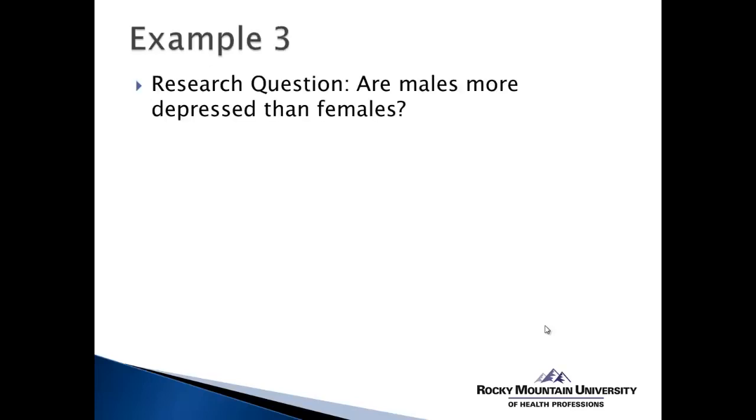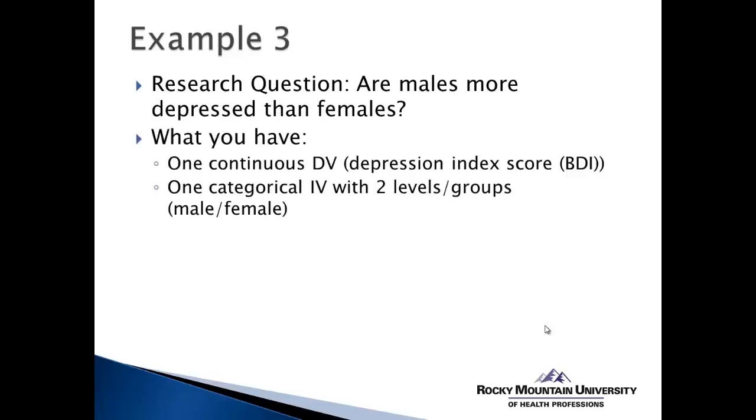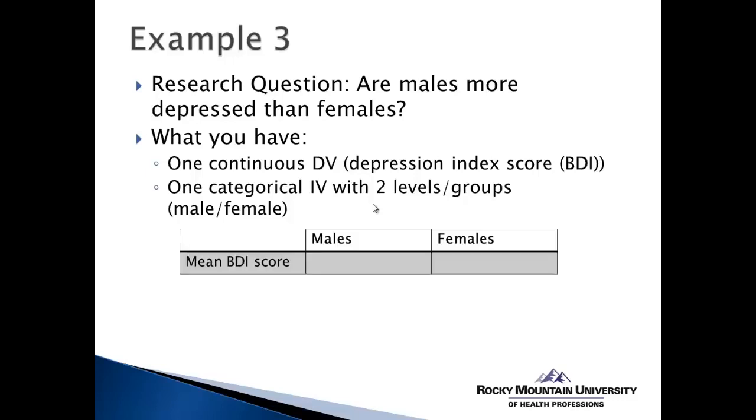Okay, another example. Research question is, are males more depressed than females? In other words, are there higher levels of depression in one gender versus another? So what we have is one continuous outcome or dependent variable. In this case, we're still sticking with our depression index score. That's a numeric outcome. We have one categorical independent variable with two levels. So our independent variable is gender, in this case with two levels, male and female. Again, graphing that out, we've got our columns with our independent variable, male, female, and we have our row being our outcome variable, mean BDI score.